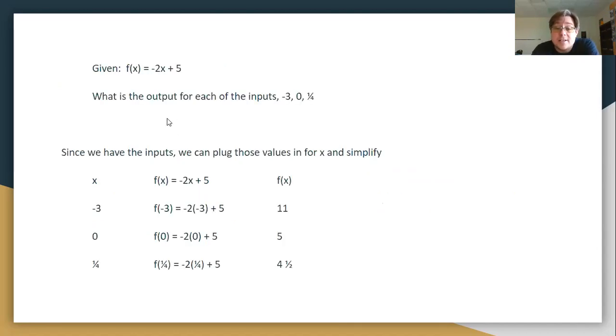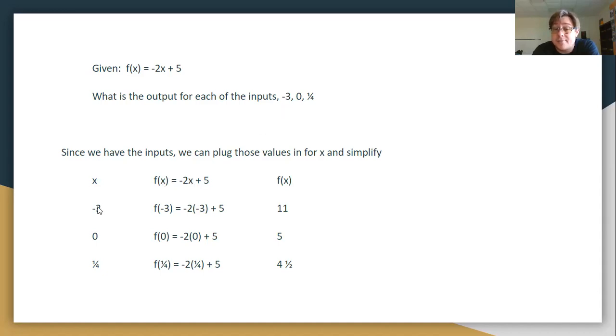So this means that we can actually plug in inputs for them. If we have something like f of x equals negative 2x plus 5, we can plug in various inputs, so -3 or 0 or 1/4 in this case. When we write it out, we have f of x equals -2x plus 5, and we can replace the x with that input.